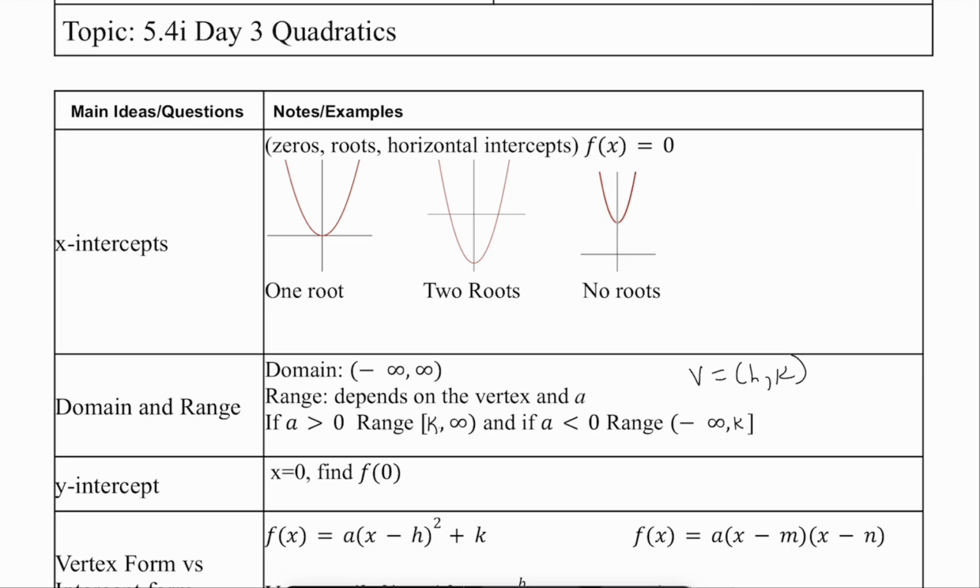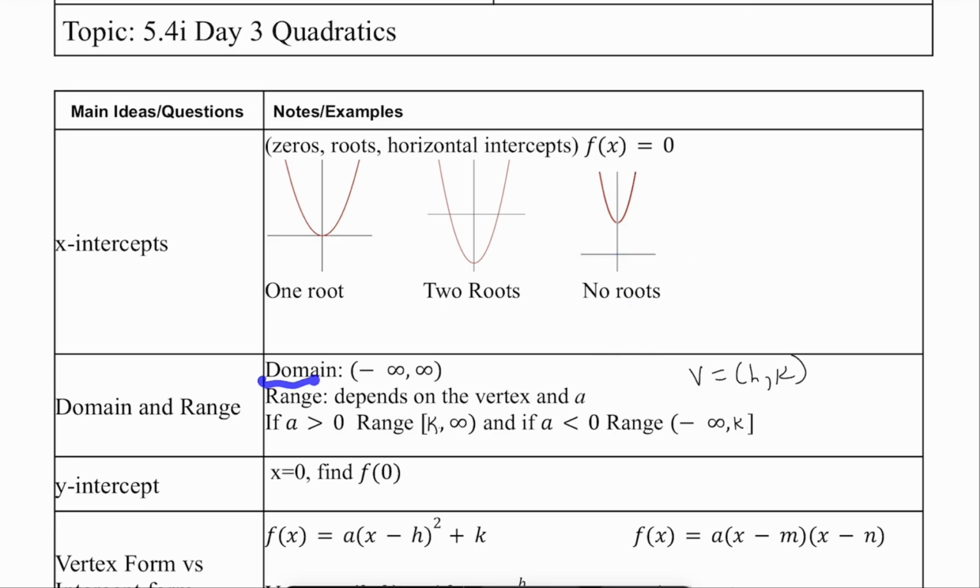So first off, remember the terminology: x-intercepts refers to the zeros, the roots, or the horizontal intercepts. You're going to find them by setting the function equal to 0 and either factoring or using the quadratic formula. A quadratic has one root if the parabola only hits it once, perfectly in a spot, two roots if it crosses over it twice, and no roots if the quadratic is either too high or maybe too low for it to hit the x-axis.